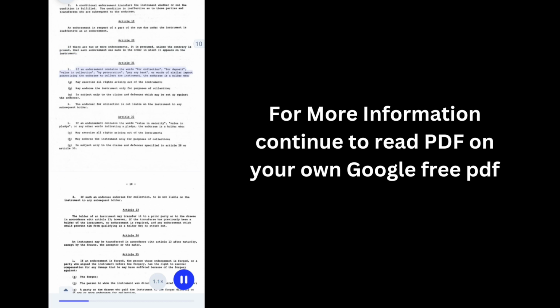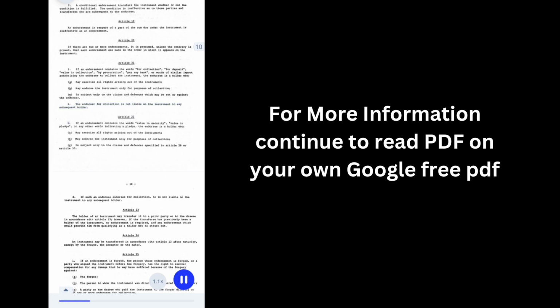Article 21. 1. If an endorsement contains the words "for collection," "for deposit," "value in collection," "by procuration," "pay any bank," or words of similar import authorizing the endorsee to collect the instrument, the endorsee is a holder who may exercise all rights arising out of the instrument, may endorse the instrument only for purposes of collection, and is subject only to the claims and defenses which may be set up against the endorser. 2. The endorser for collection is not liable on the instrument to any subsequent holder.